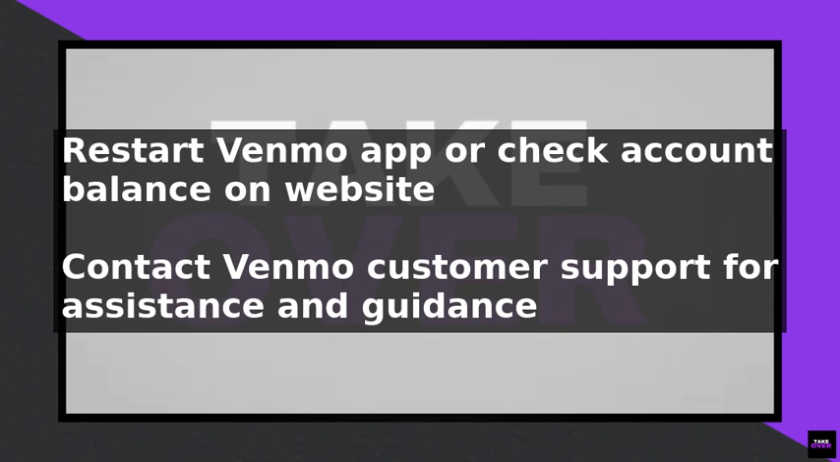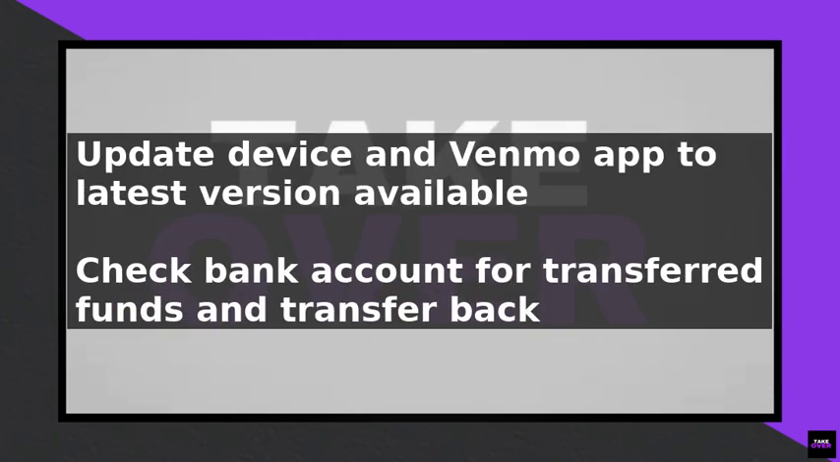It is also essential to ensure that your device and the Venmo app are updated to the latest version. Outdated software can cause technical glitches that may prevent money from showing up in your account. In addition, check your bank account to see if the money has been transferred to your bank account instead of your Venmo account. If the money is in your bank account, you can transfer it back to your Venmo account.